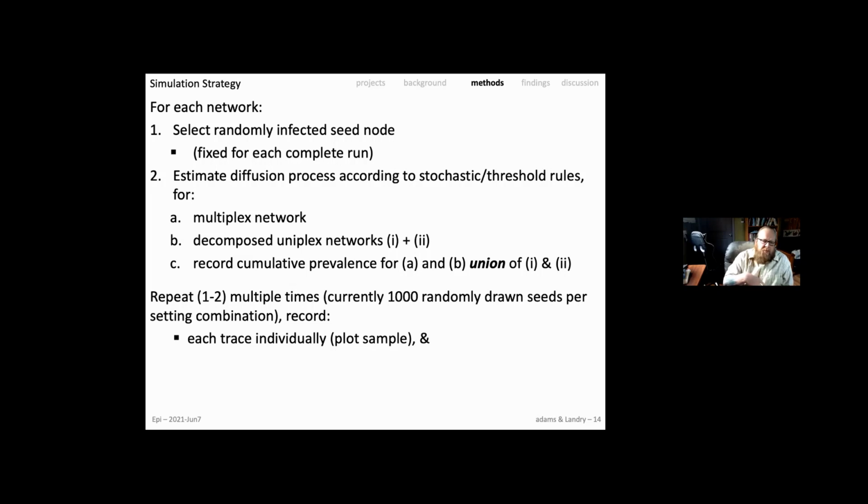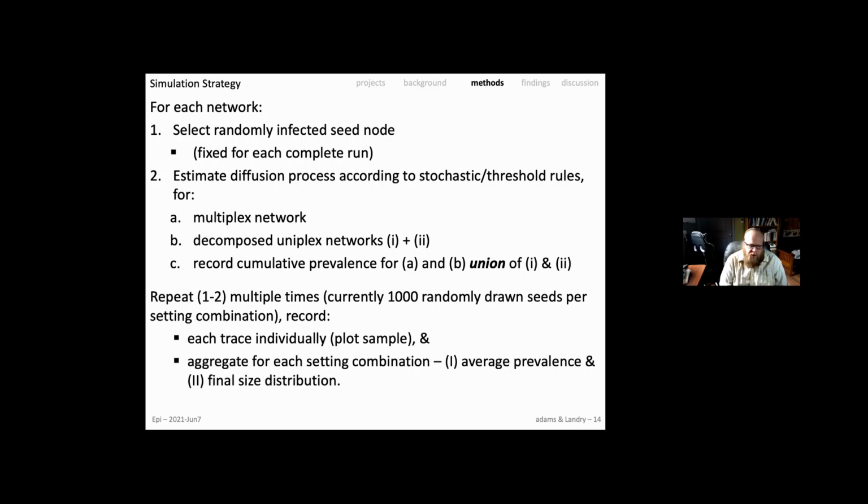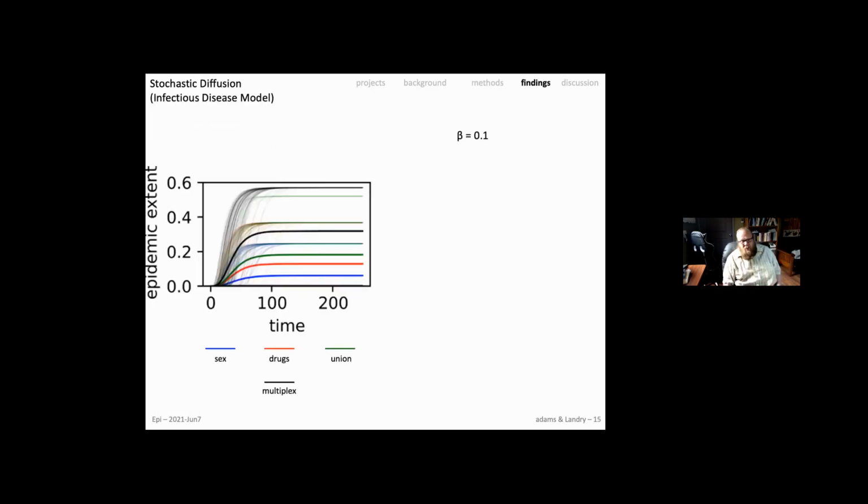And we're going to repeat those steps 1,000 times for each combination of settings, and we'll record each trace, so all 1,000 curves. We'll only plot a sample of them because otherwise these plots become unreadable. But then we'll also aggregate for each setting combination the average prevalence over the 1,000 runs, and we'll also talk about the final distribution size of the epidemics for each one of these, because there are some interesting patterns that come up in what those averages are comprised of once we get there. So I want to show that as well. And we're going to repeat this whole process for multiple infection levels used for the stochastic process, and multiple threshold levels for the threshold process. So let's get to some results.